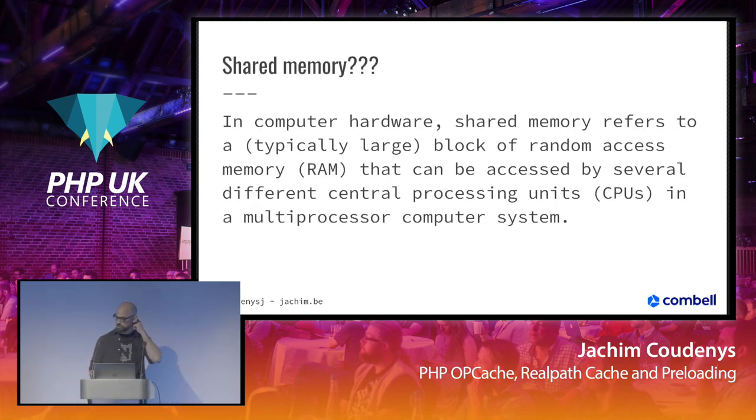So now this shared memory. What is this shared memory? In computer hardware, shared memory refers to the block of random access memory that can be accessed by several different central processing units in a multiprocessing computer system. What this means is every process has its own batch of memory, and the shared memory is shared over those processes. So if we want to save something and share it between the different processes, we use shared memory. This is the groundwork for the rest of the presentation.